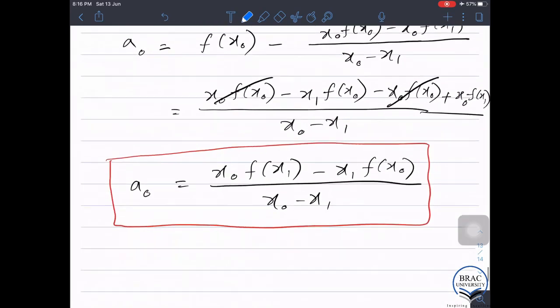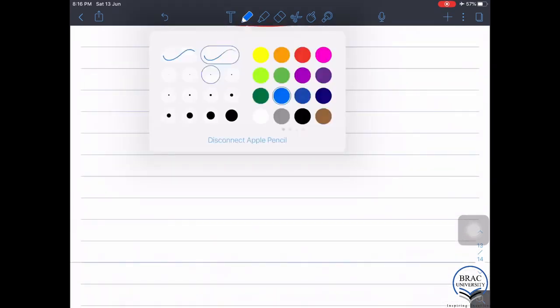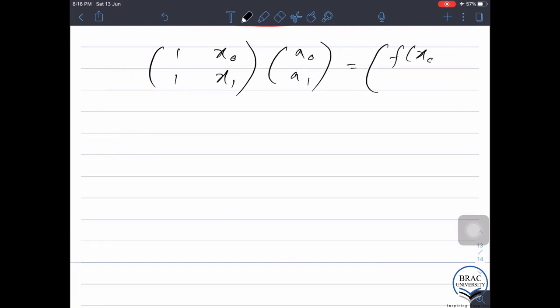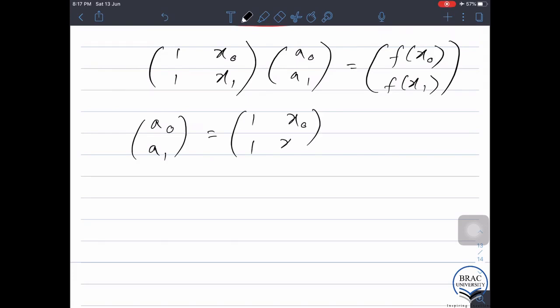So let me write it in a clear manner. For two variables, I can write [1 x0; 1 x1], you have this [a0; a1], and you have this [f(x0); f(x1)]. So the best way to do this is we have to find a0 and a1. So we can just invert this matrix. You can find a0 and a1 as the inverse of [1 x0; 1 x1] times [f(x0); f(x1)].